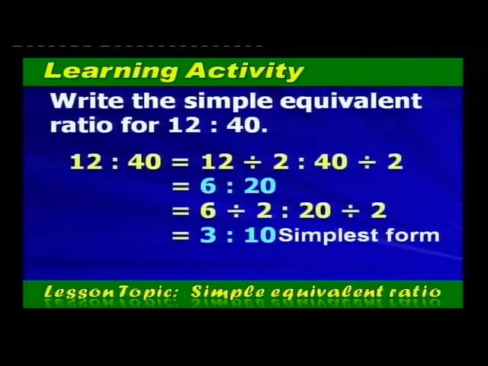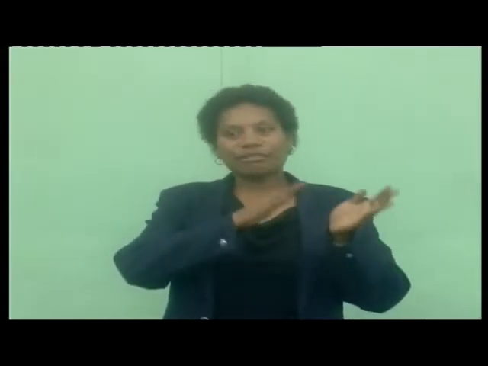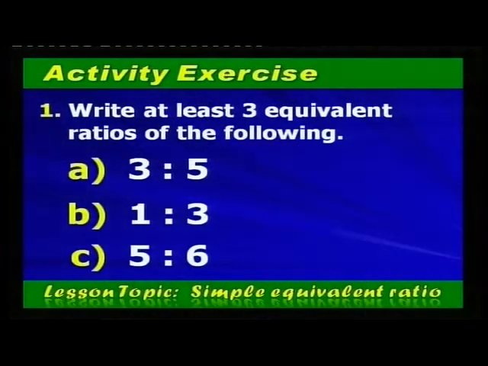Remember, it's just like fractions, class. It's just the same as fractions. When you are bringing down or simplifying, it's just the same with ratio. Okay, class, receiving students? So if you want to get the simplest equivalent ratio, you divide, you bring down, okay? All right, I'm going to let you do some activities by yourselves, class, and then we'll correct them later on, okay? So receiving students, your exercise.